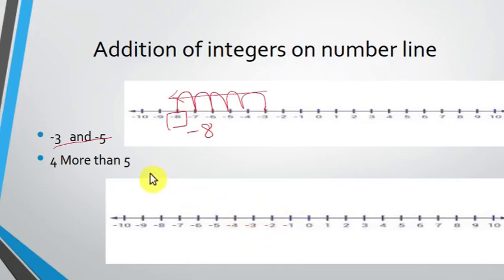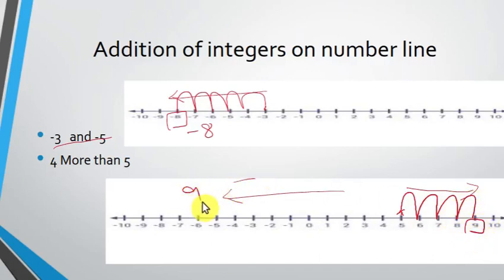Next one. 4 more than 5. So we want to go to 5. More than means increasing value. Less than means decreasing value. So I am here at 5. So I have to move 4 steps more. 1, 2, 3, 4. What is the answer? 9.